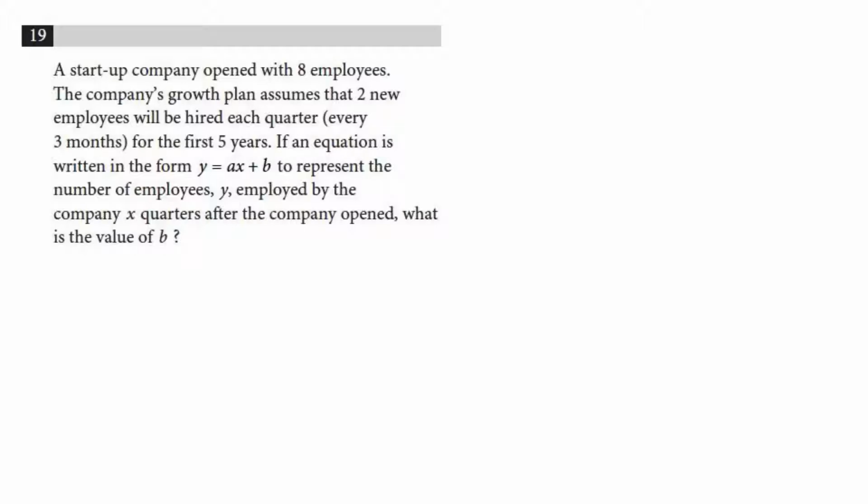19. A startup company opened with 8 employees. The company's growth plan assumes that 2 new employees will be hired each quarter, every 3 months, for the first 5 years. If an equation is written in the form y equals ax plus b to represent the number of employees y employed by the company x quarters after the company opened, what's the value of b? All right.